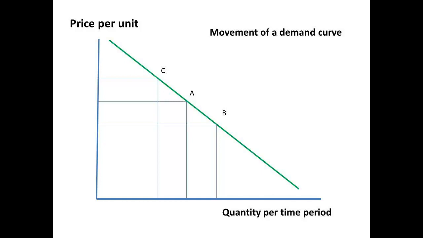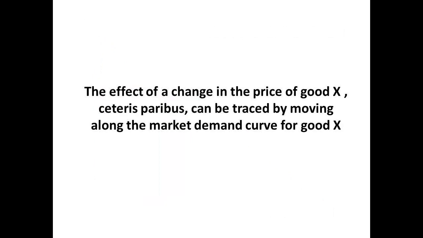For a demand curve such as the one shown, when the price falls, then the quantity demanded in a time period will increase. A fall means that we move along the demand curve, for example, from A to B. Movements along a demand curve are called expansions of demand. The expansion or contraction of demand can be expressed by saying that the effect of a change in the price of a good, ceteris paribus, can be traced by moving along the market demand curve for good X.